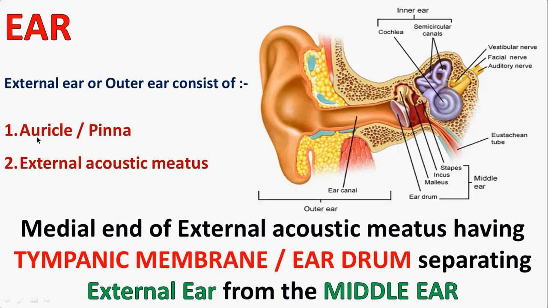It consists of the auricle or the pinna and the external acoustic meatus or external auditory canal. After that, between the external ear and the middle ear, there is the location of the eardrum, or you can say the tympanic membrane, that separates the external ear from the middle ear.